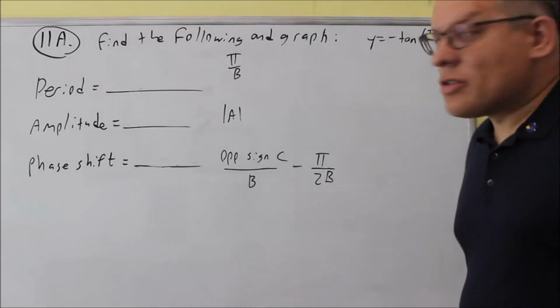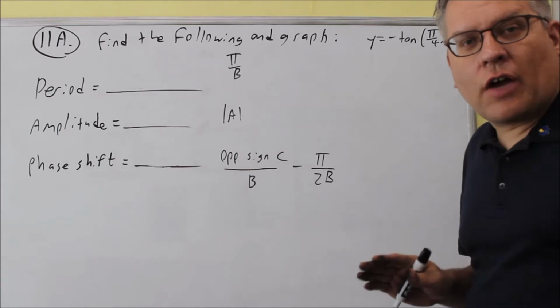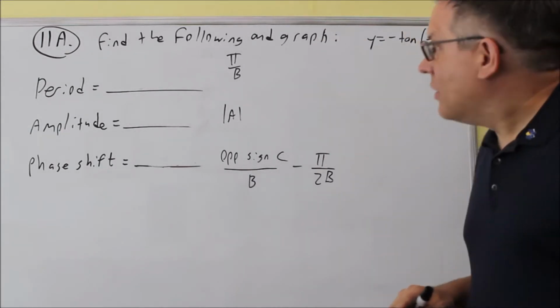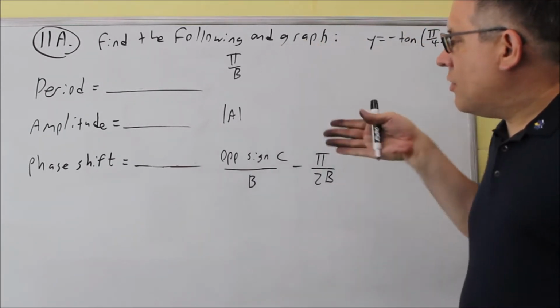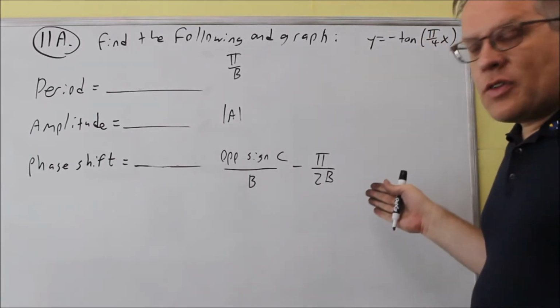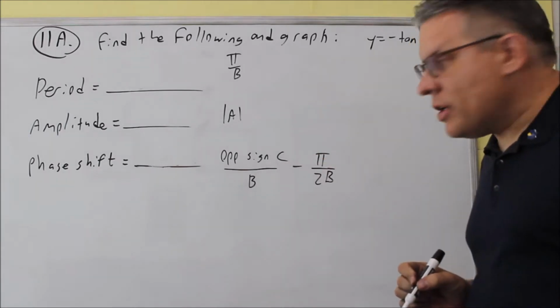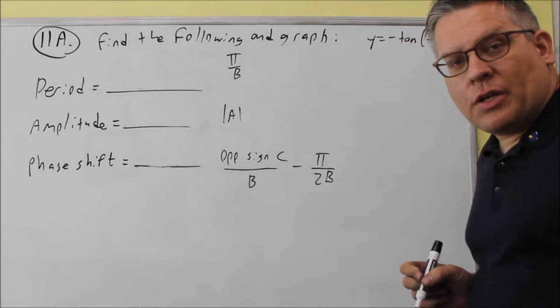Number 11 on the test is going to be a problem where you have to graph, and for the tangent and cotangent graphs you have to graph it over 2 periods. So here's the formulas that you'll need to know for this problem here. If it's tangent, you want to use this formula for phase shift. Opposite sign is c over b minus pi over 2b.